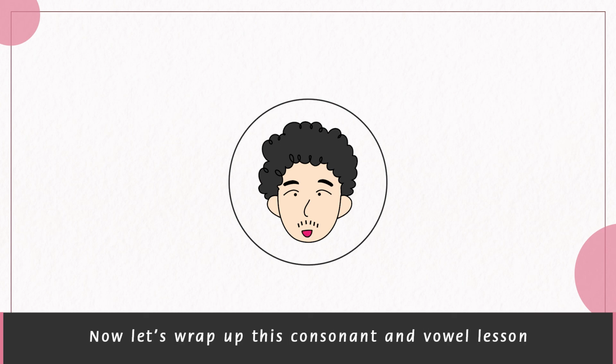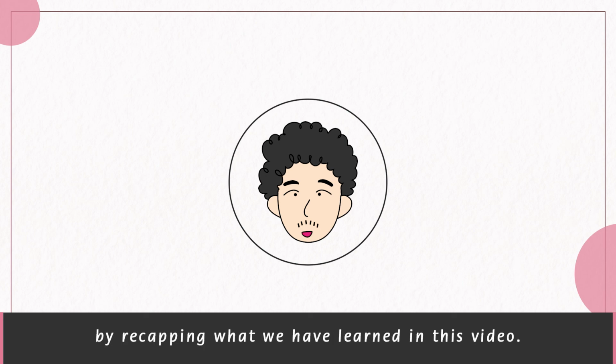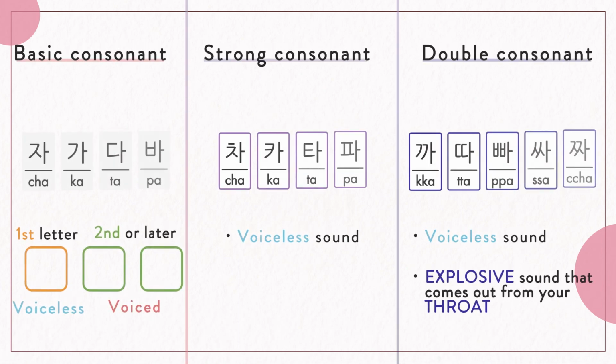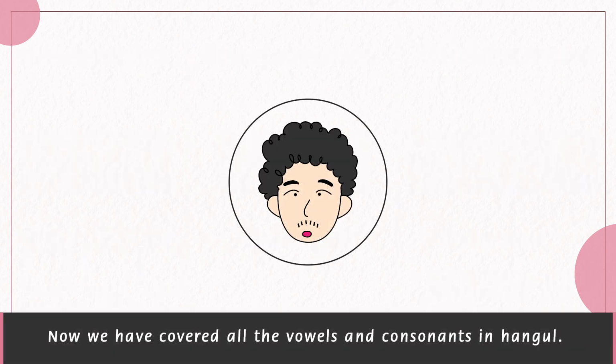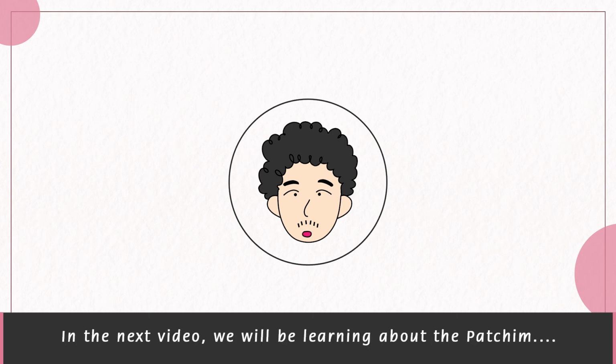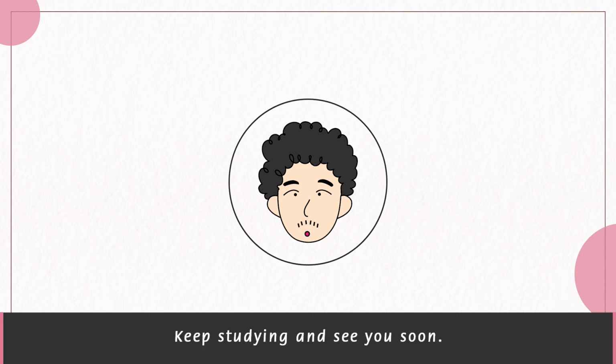Now, let's wrap up this consonants and vowels lesson by recapping what we have learned in this video. It might be easier to memorize it if you have a brief understanding of each pronunciation as a vowel. Alright, now we have covered all the vowels and consonants in Hangul. In the next video, we will be learning about the Patchim. Keep studying and see you soon.